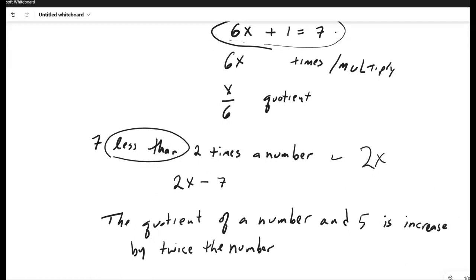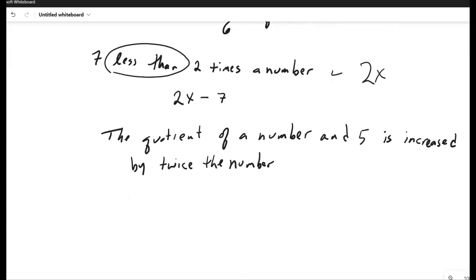I made a mistake when I was writing this earlier. The quotient of a number and 5 is increased by twice the number. The quotient of a number and 5, x over 5, is increased, and that is signified by plus, by twice the number.